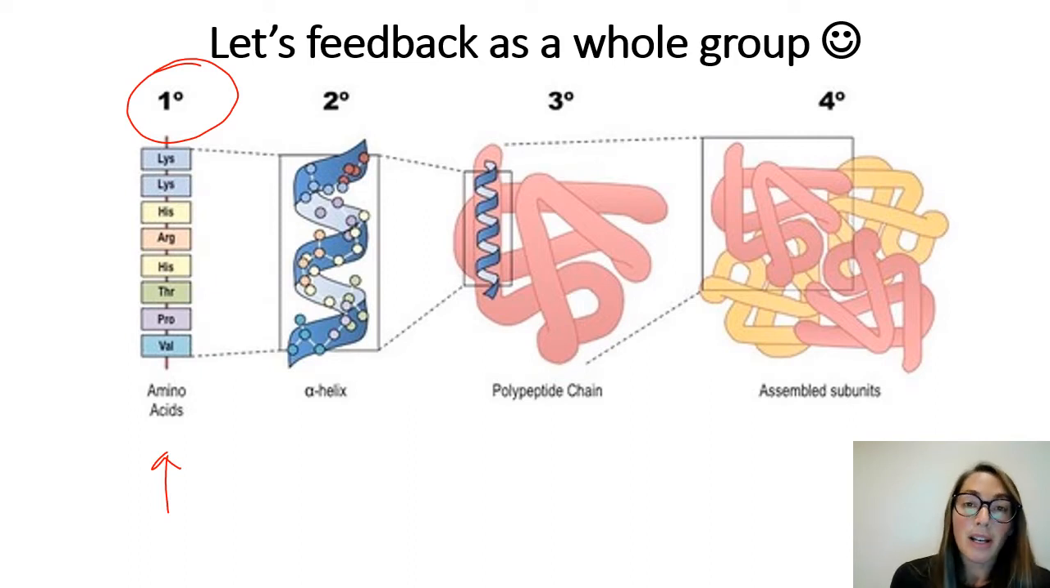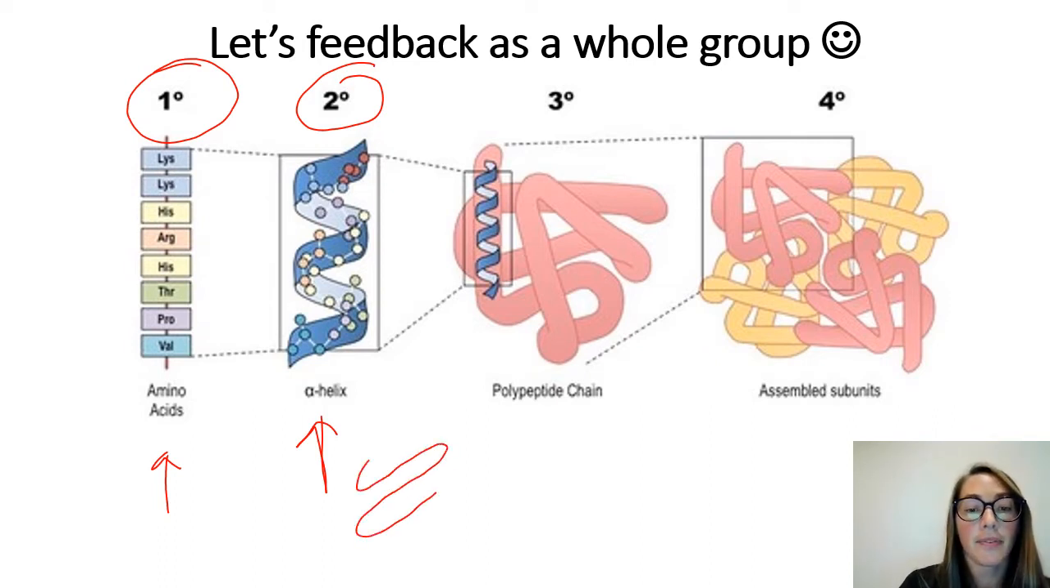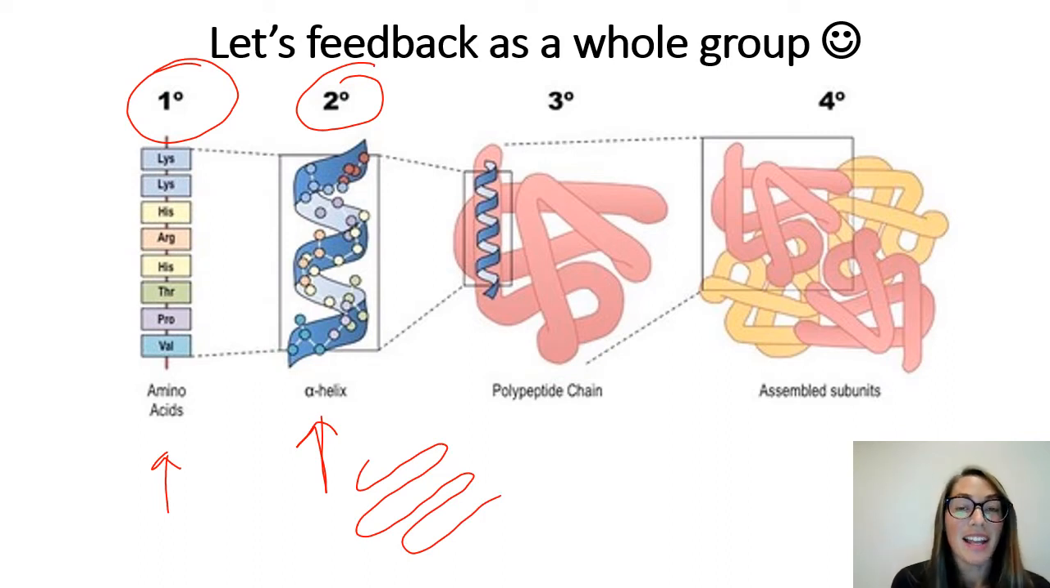The polypeptide chain can then fold into the secondary structures. And one of the secondary structures that is drawn here is the alpha helix. The other secondary structure is a beta pleated sheet. We'll come on to that in a second. The secondary structures can then fold to form the tertiary structures.